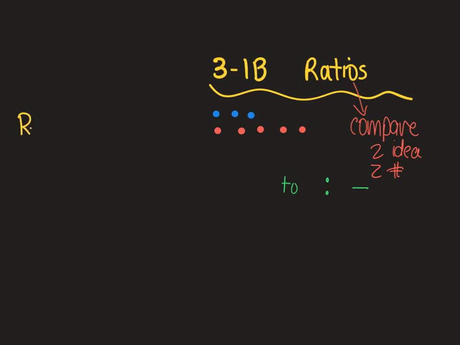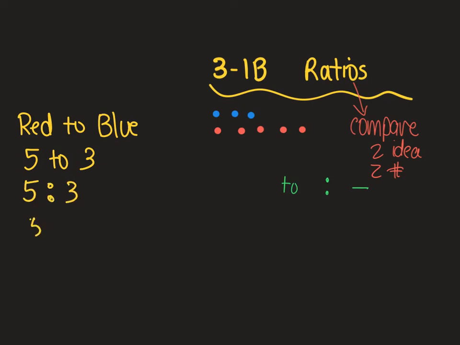Let's say they want red to blue. If they want red to blue, you're going to put the 5 number first and the 3 number second. Remember, I can do it with a colon. I can also do it as a fraction. So this is saying there are 5 reds for every 3 blues. 1, 2, 3, 4, 5 reds for every 3 blues. 5 to 3.